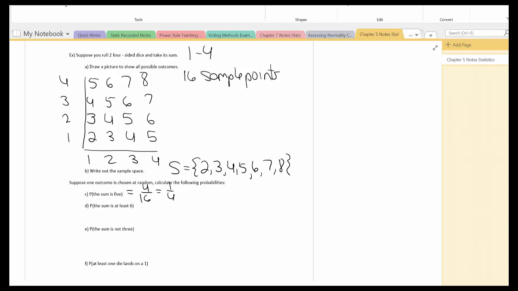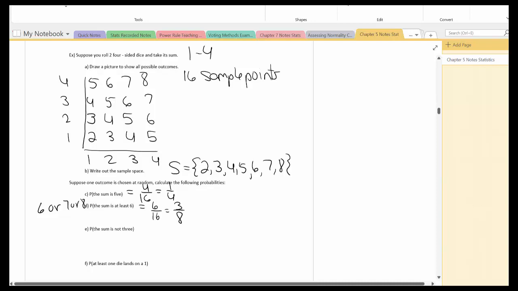Part D, the sum is at least 6. So what does that mean? That could be 6 or 7 or 8. That's what that means. So there's 3 6s, 2 7s, 1 8. So that's going to be 6 out of 16. Reduce it into the lowest terms. That's 3 8ths.